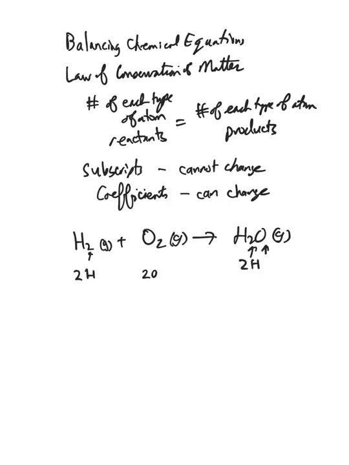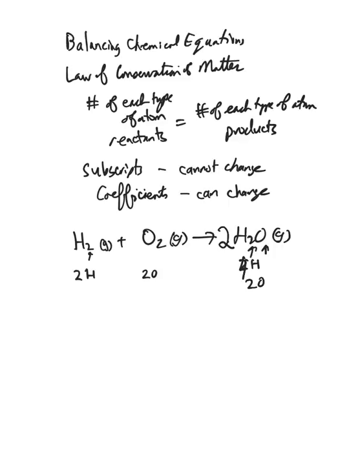So I need to increase the number of oxygens on the right-hand side. So to do that, I'm going to change the coefficient. It's understood that there was a 1 in front of each of these to begin with. Then I'm going to put a 2 in front of that water. And so now I got 2 times 2, which is 4 hydrogens, and I've got 2 oxygens on the right-hand side. Go back to the left-hand side, the reactants.